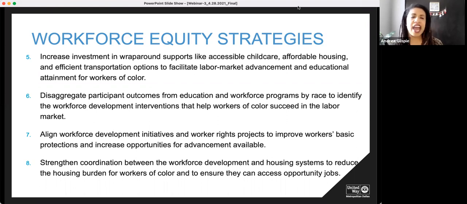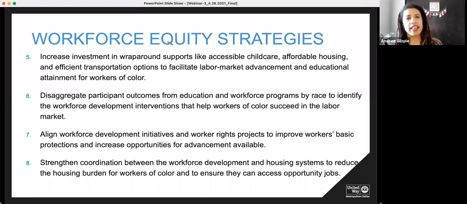If you are familiar with the social determinants of health, those are the factors that contribute to someone's well-being, like where they live, how high their education level is, how much money they make. Well, the social determinants of work take that thinking and apply it to what it takes for someone to enter and advance and be successful in the labor market. Things like affordable housing, efficient transportation, affordable childcare.